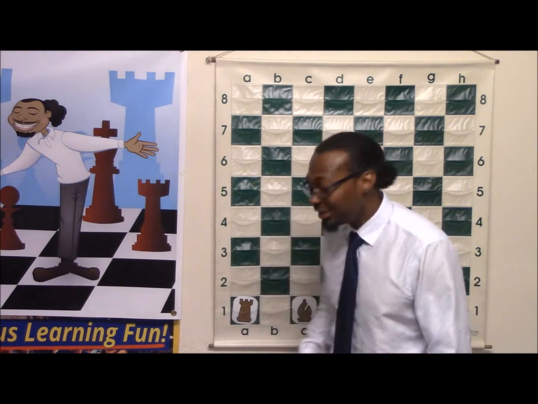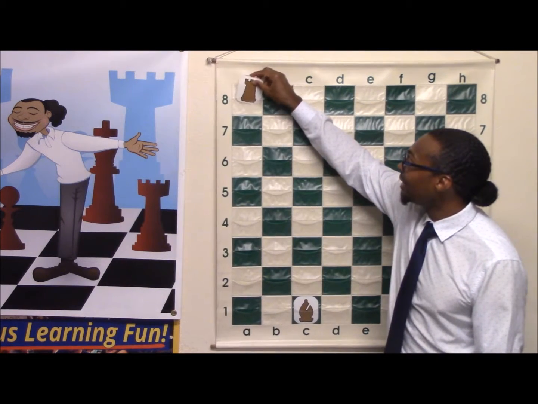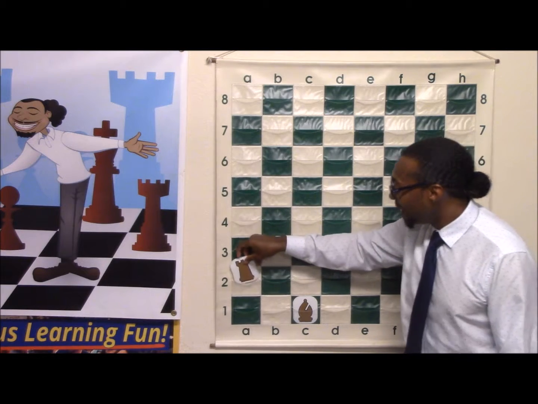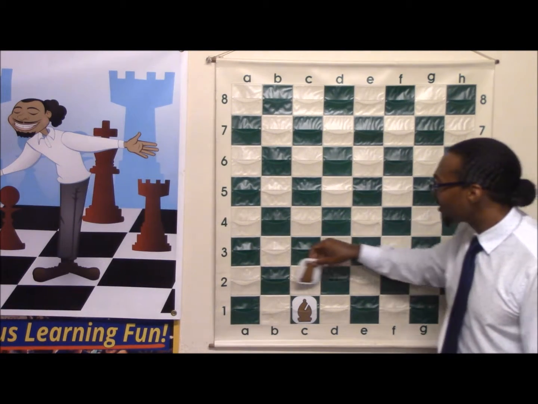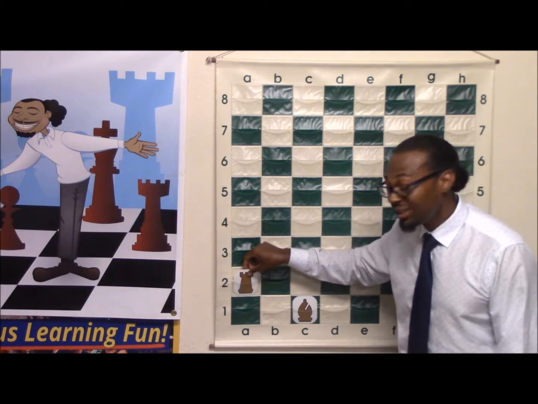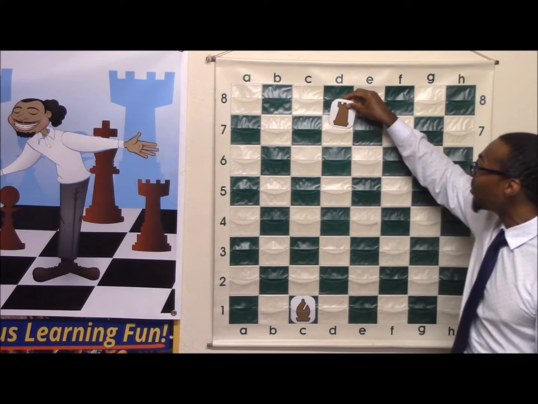The rook had this amazing ability to move across the board. He can go up the board like this, down the board like this. He can go to the side of the board like this. So up, down, and side to side. He had the ability to move from a white square to a green square to a white square.